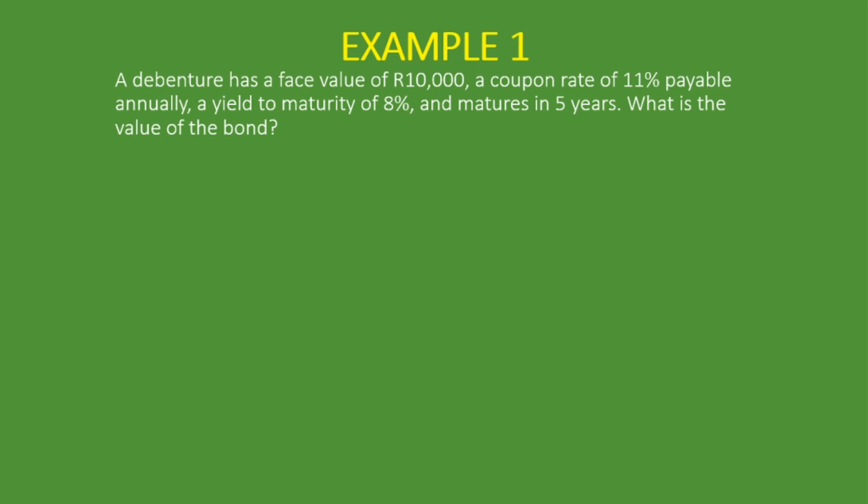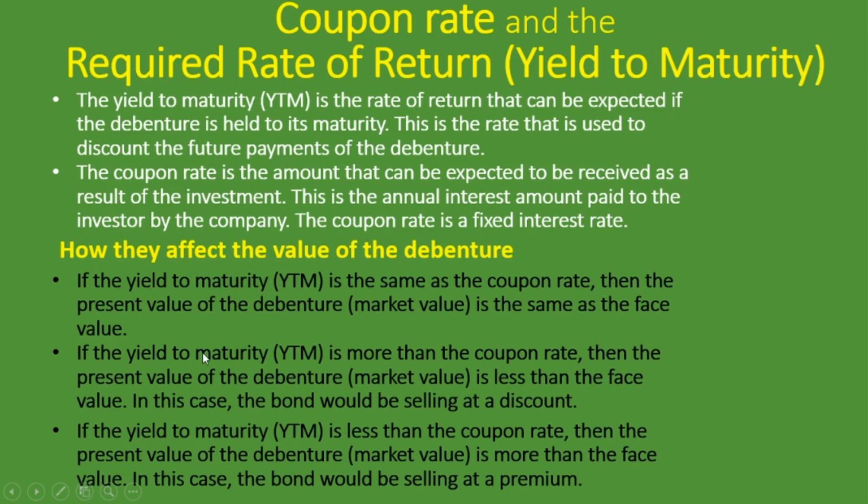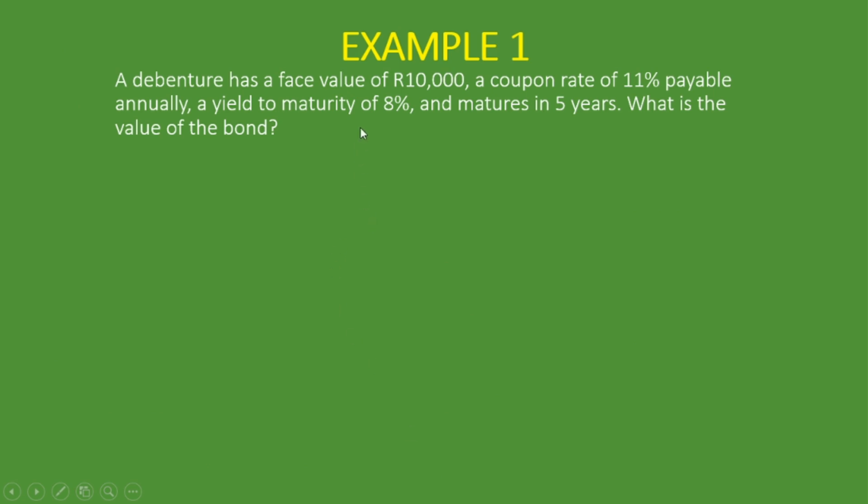Now here you can see that the coupon rate is different from the yield to maturity. That means the market value, the present value that we'll calculate, will be different from the face value. And let's go back to that note. If the yield to maturity is less than the coupon rate, this last point, then the present value of the debenture is more than the face value. So our yield to maturity here is less than the coupon rate of 11%. Our yield to maturity is only 8%. That means that our market value will be higher. Our present value should be higher than the 10,000 Rand. Let's do the calculations and see how it works.